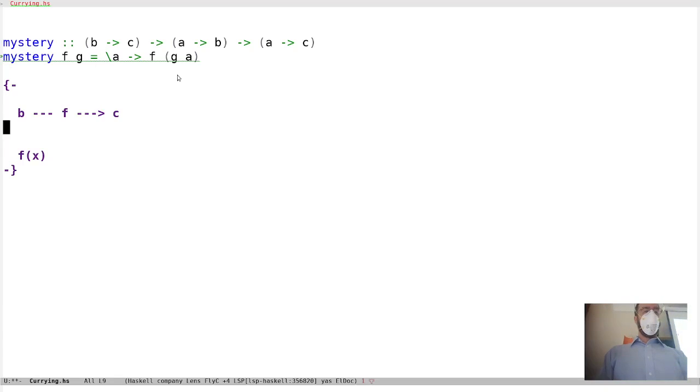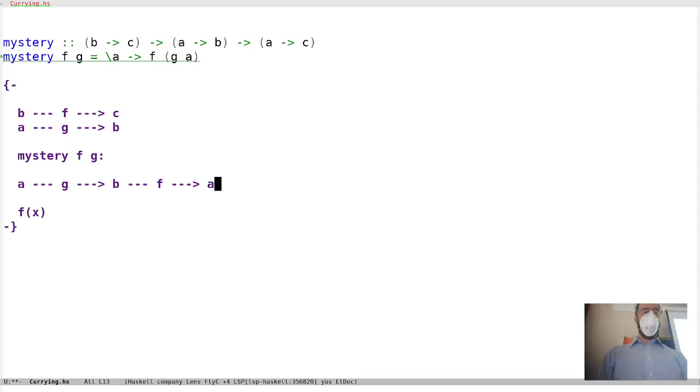Anyway. So it's kind of like this, right? I've got these two pieces, right? And then mystery FG makes something like this, right? It takes A, and then it goes through G, and then it goes through C. It just plugs them together into one big function like that.